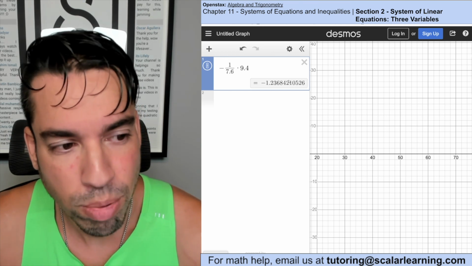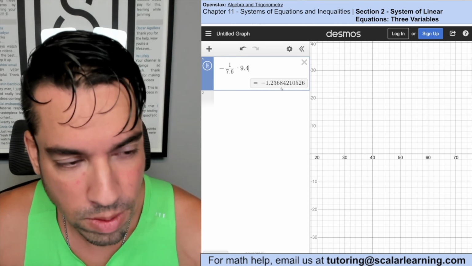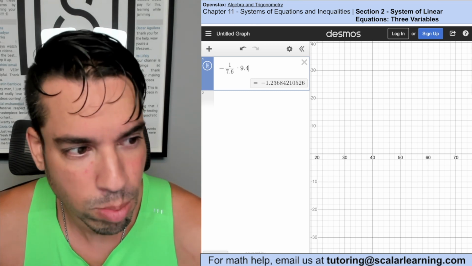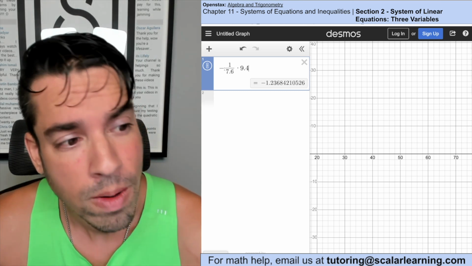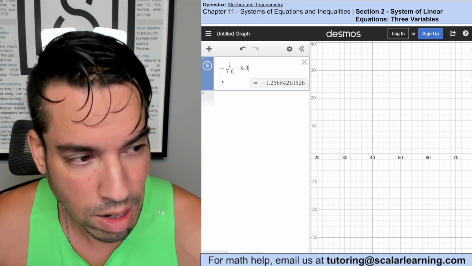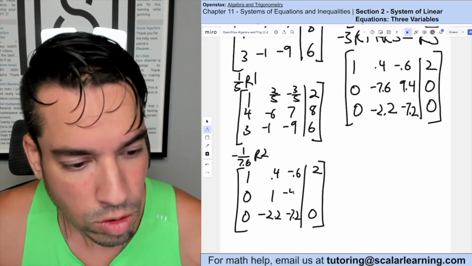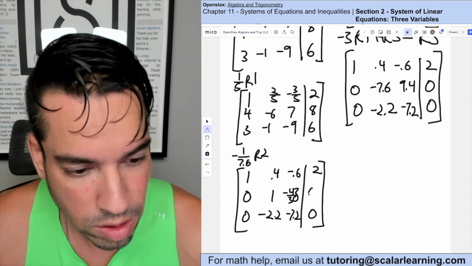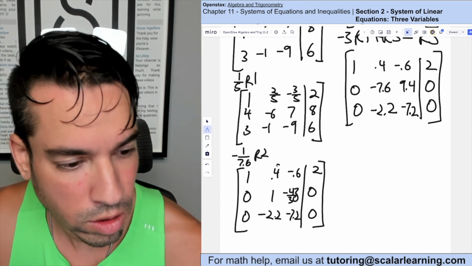So this gives us a pretty crazy decimal. I'm going to actually keep it as a fraction. So it would be 9.4 over 7.6, 94 over 76, divide by 2, simplify: 47 over 38. So -47 over 38. And then of course, this times 0 is still 0. Cool.